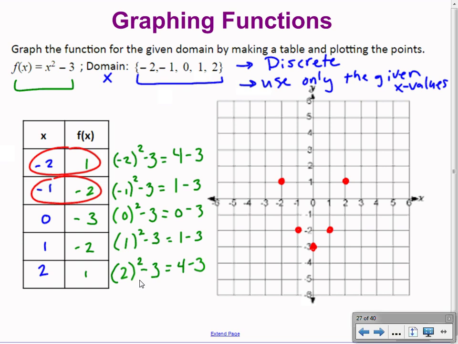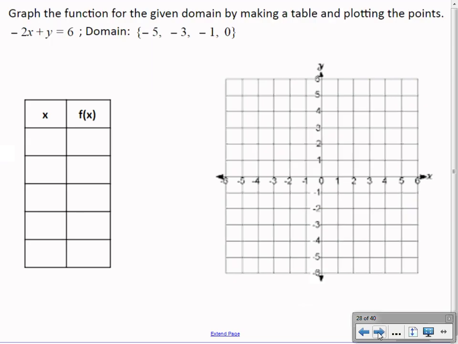Okay, let's look at another example. Okay, so again, graph the function for the given domain by making a table and plotting the points. So again, we're given a specific domain here. So our graph again will be discrete. And we're only going to use the x values that were given to us, so let's copy those x values down. Now, I know that I'm missing that last row, but that's okay.